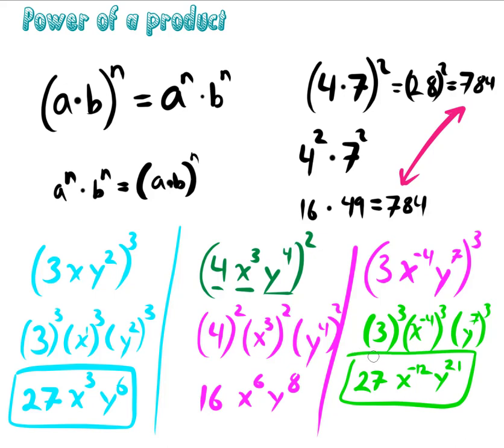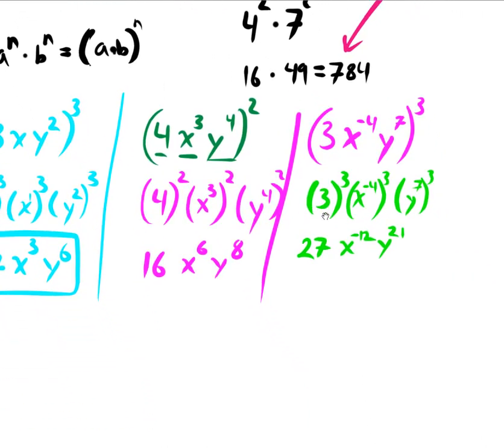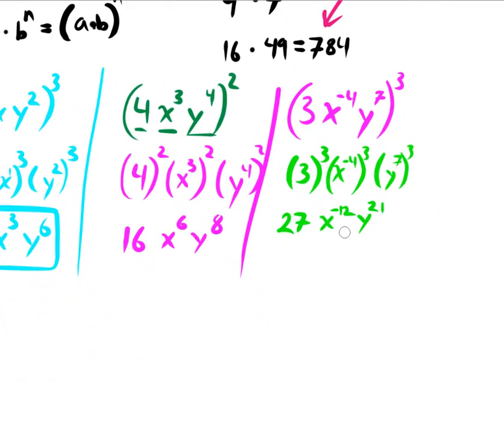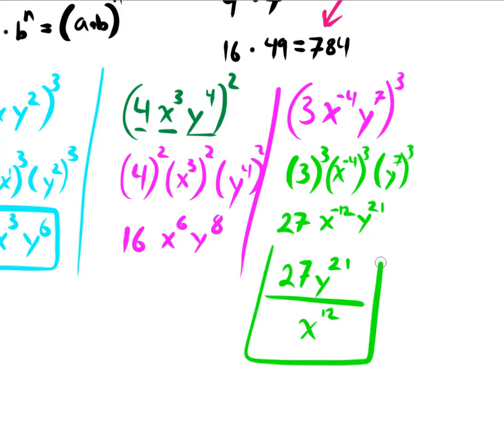What? Do I hear inward screams? Good. If you realize that you are not done, then I am so proud of you. Way to go. You are not done, in fact, with this. What you need to do is take this negative exponent and you have to change it. So your final answer ends up being 27 y to the 21 all over x to the 12th, because it moves to the other side of the fraction bar. And that is your real final answer.